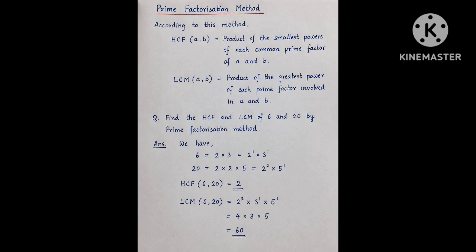For the HCF, we take the common prime factor with the smallest power. So, the HCF of 6 and 20 is 2.